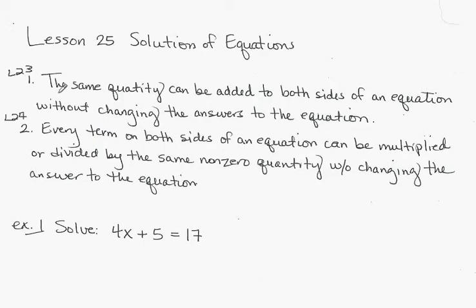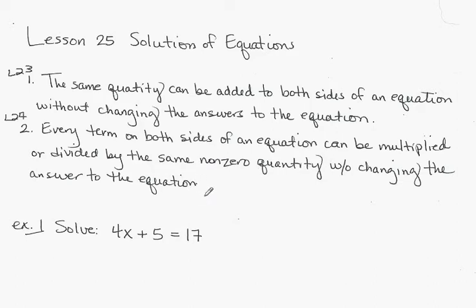So the rule from lesson 23 was that the same quantity can be added, or subtracted, to both sides of an equation without changing the answer to the equation. And rule number 2 is that every term on both sides of an equation can be multiplied or divided by the same non-zero quantity without changing the answer to the equation.